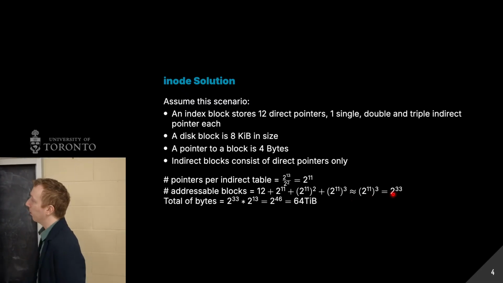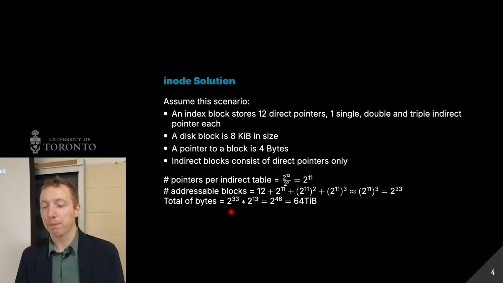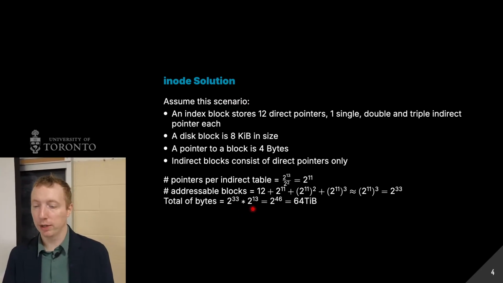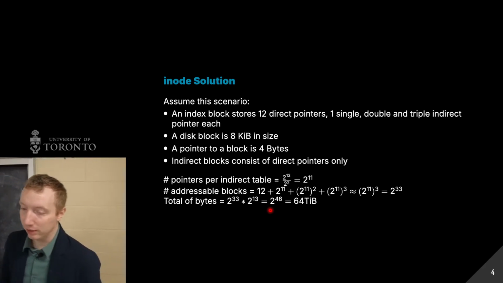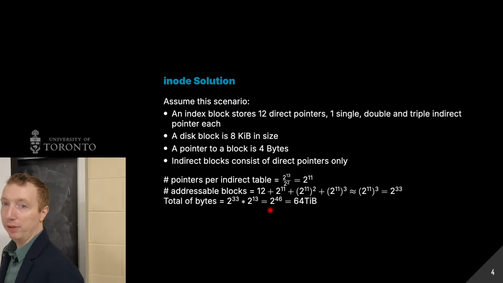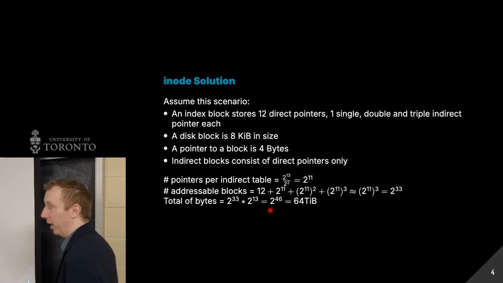So the total number of bytes we can actually use as the maximum size of our file is 2 to the 33 times the size of a block, which is 2 to the 13 in this case, which is 2 to the 46, which is 64 terabytes. So a single file can be 64 terabytes. That should keep us happy for a while.